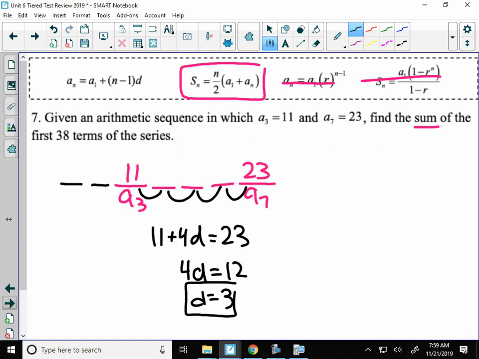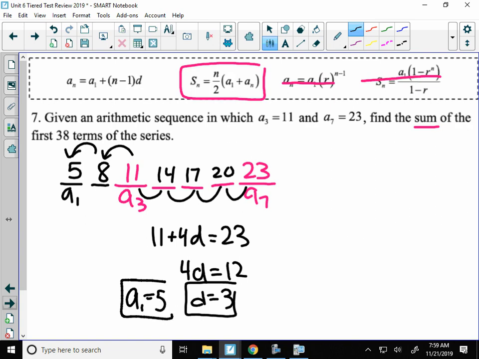That helps me because at least then I can find the first term. We always need the first term no matter whether we're doing sigma or S sub n. So if I'm adding 3 to go to the right, I'm going to subtract 3 to go backwards. So I'd be 8 and then 5. So I know a sub 1 is 5 now. Okay, so I know d is 3, a sub 1 is 5. That's going to help us.